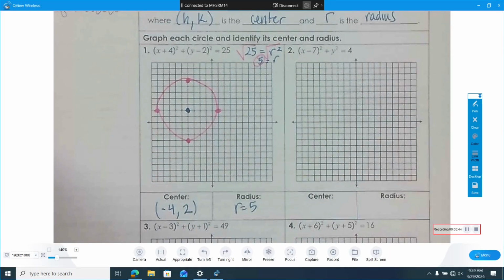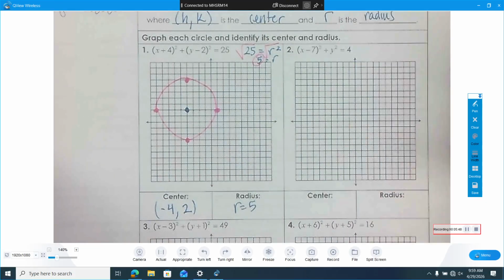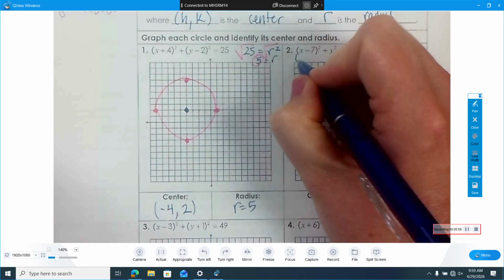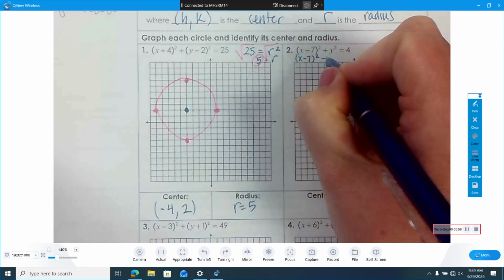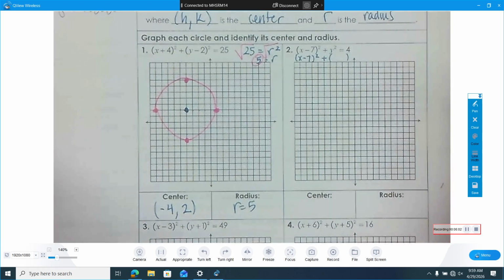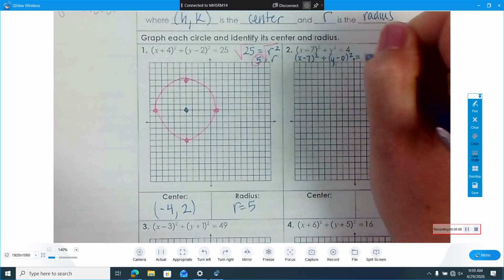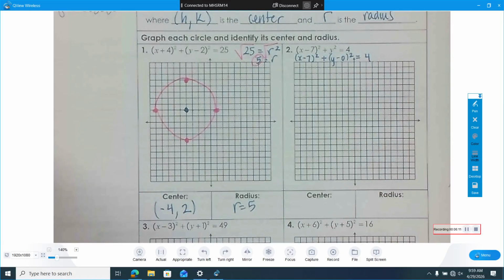Okay, let's look at number 2. What's missing? The K is missing, yeah? So (x - 7) quantity squared plus, can I rewrite it with a K? 0, yes. So (y - 0) quantity squared equals 4. So something is missing, we can fill it in.